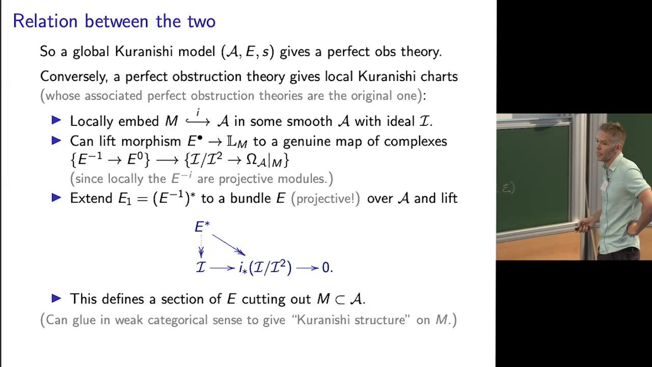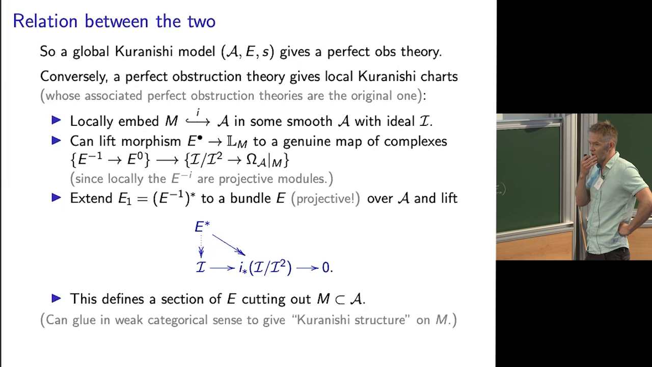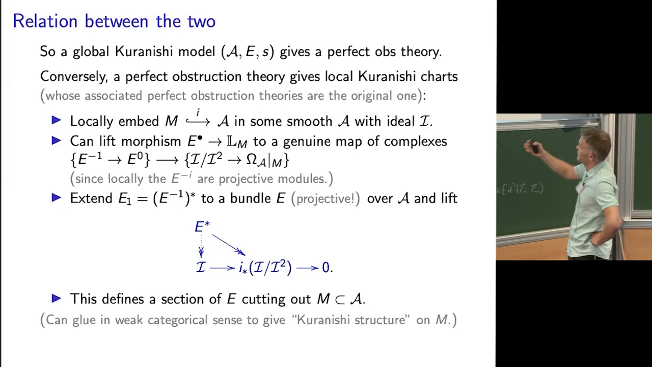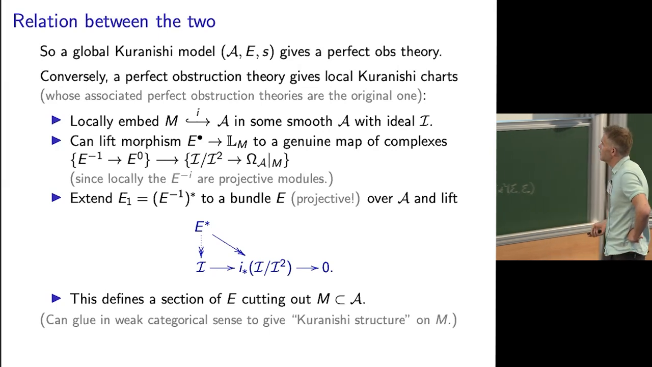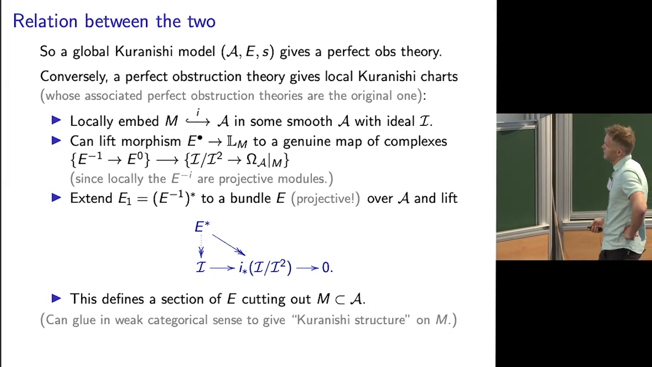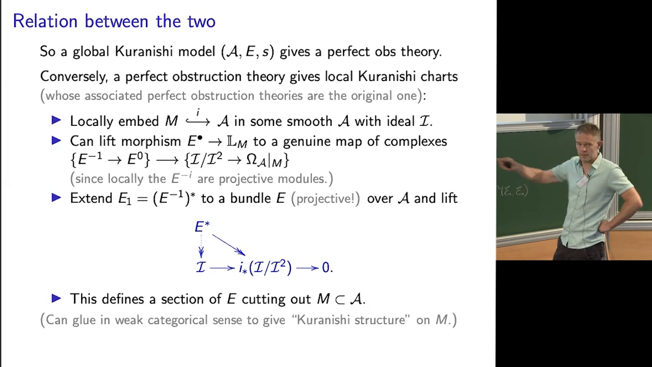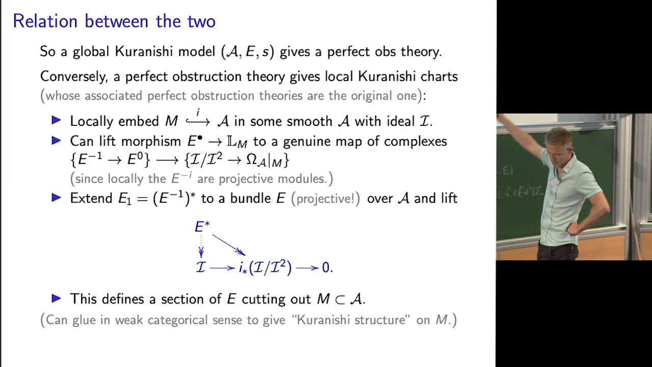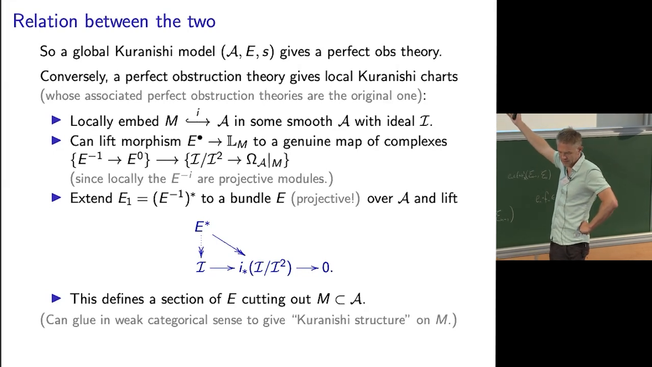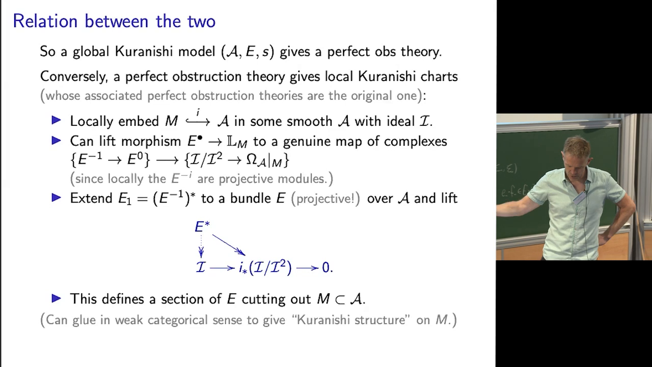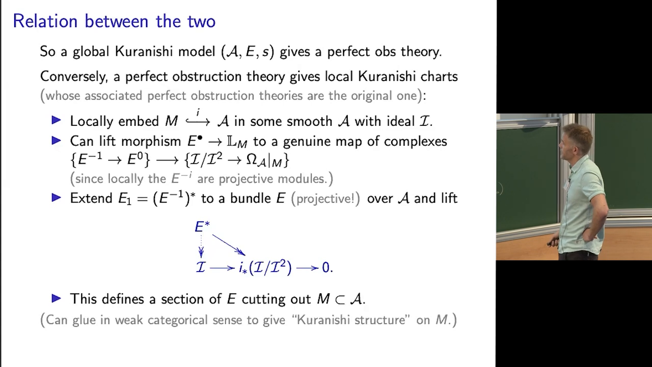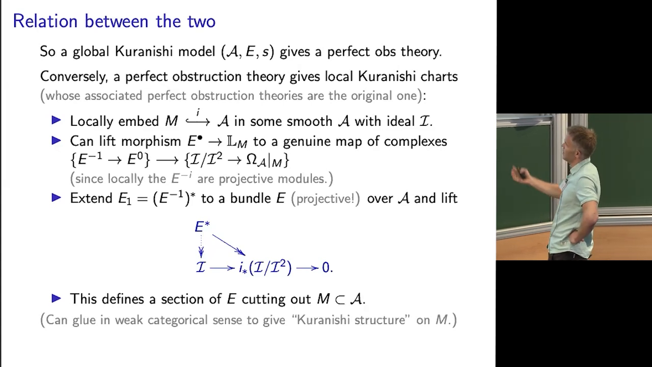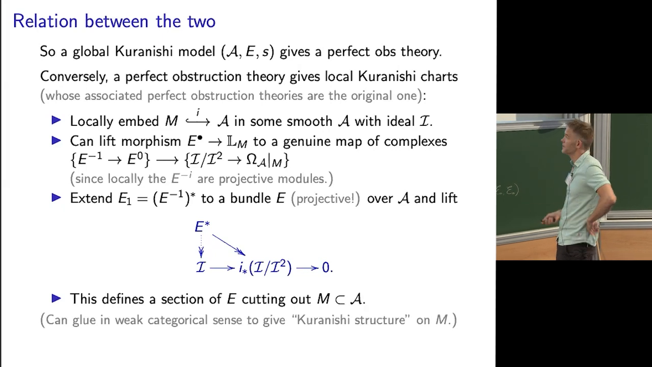How do you extend to the entire A? I'm only working locally, so you may as well assume that E minus 1 is just a trivial bundle, because it is locally trivial. All right? And then this is compatible with the previous slide. Now you can take this local fantasy description of your local piece of M, and you can produce a perfect obstruction theory from it, and it's the one you started with. So Zariski locally, these two notions are the same.